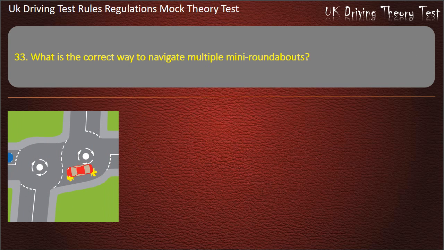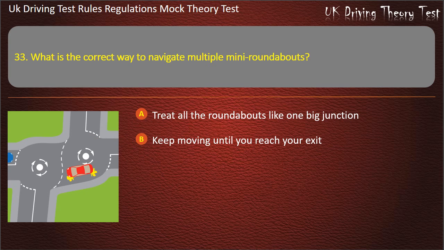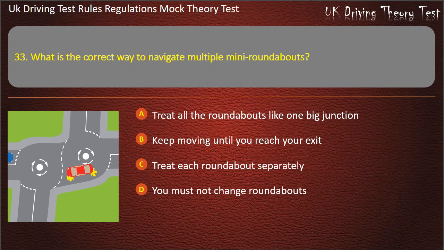Question 33. What is the correct way to navigate multiple mini-roundabouts? Treat all the roundabouts like one big junction. Keep moving until you reach your exit. Treat each roundabout separately. You must not change roundabouts. Answer. Treat each roundabout separately.